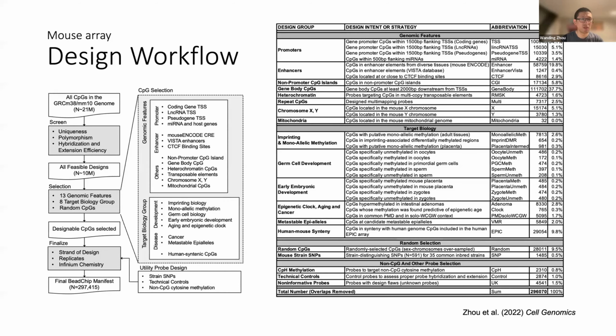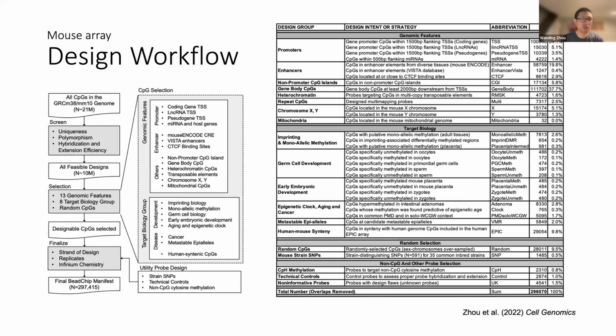And then we perform a few quality screenings, such as to ensure that every design has a unique design mapping that is relatively free of the influence by sequence polymorphisms, and also has a relatively high extension efficiency. After all these screenings, we're often left with half of the CpGs in the genes with feasible designs. And out of these, we perform some CG selections.